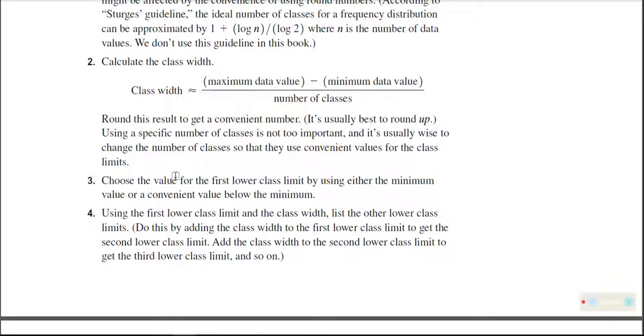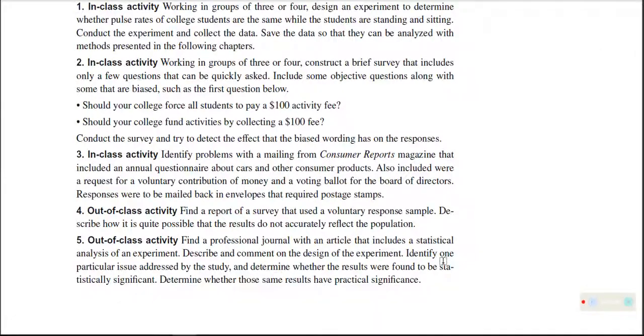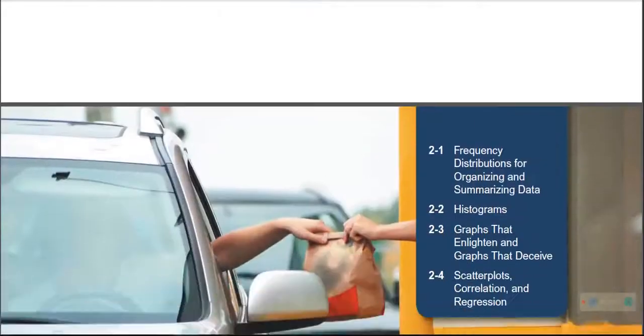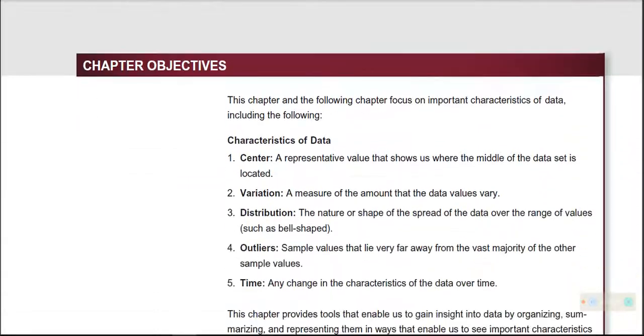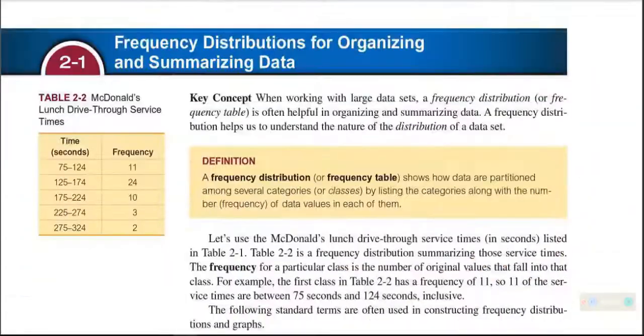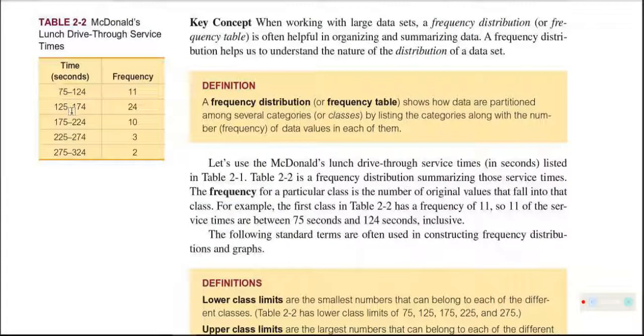Next, number 3, choose the value for the first lower class limit by using either the minimum value or a convenient value below the minimum. So, sabi nga natin, pwede kayong pumili. Dito sa example natin sa table 2.1, kung mapapansin nyo, wala dyang 75. Ang lowest niyan ay, I think, 91. Balikan natin, ha. Ito. So, lowest value nito, 90. Okay, the lowest value is 90. Wala kayo dyan makikitang 75. But, our frequency distribution started with 75. Why? Kasi mas convenient siyang gamitin kesa magsimula tayo with 90. Okay?